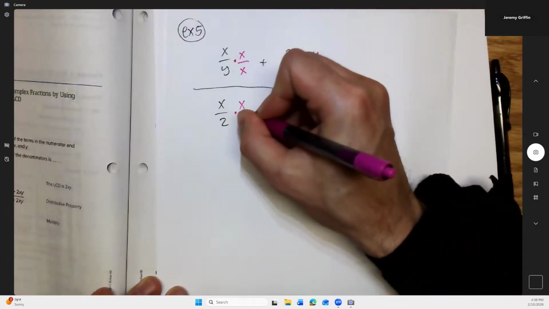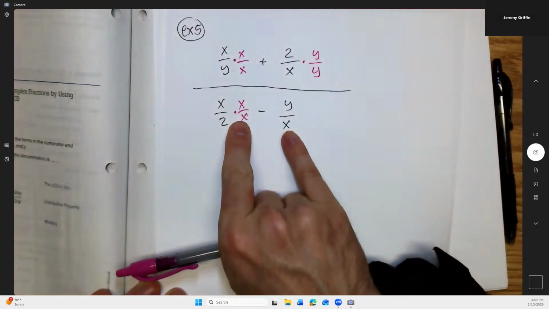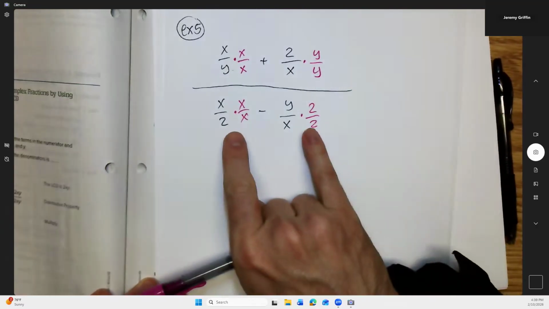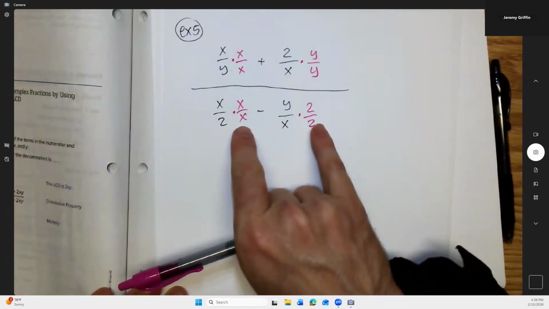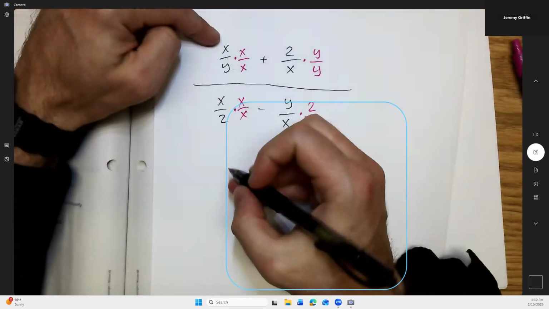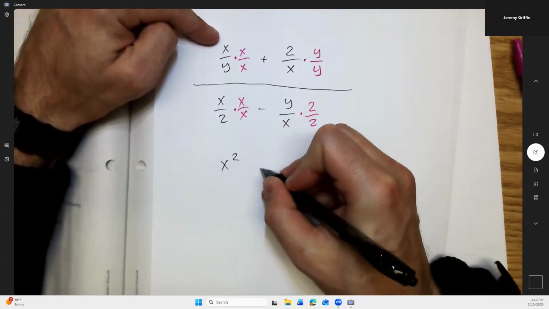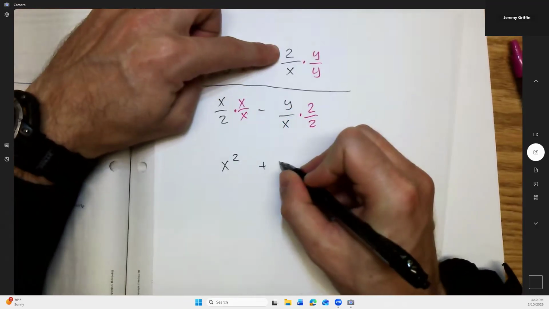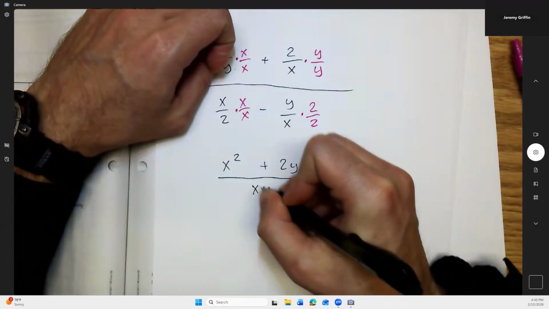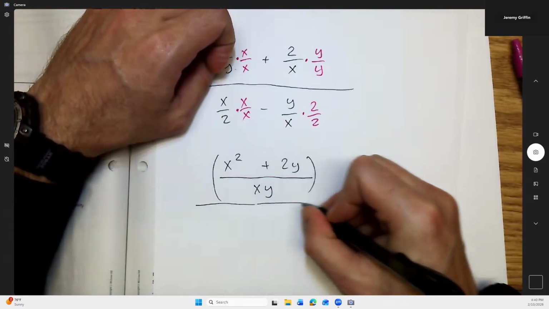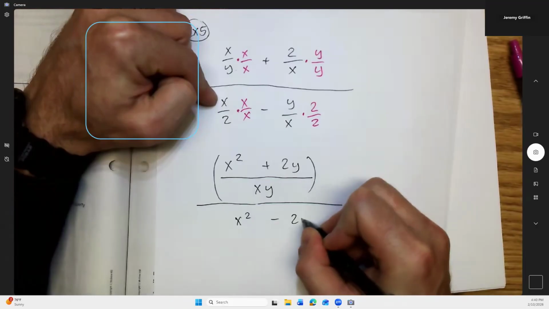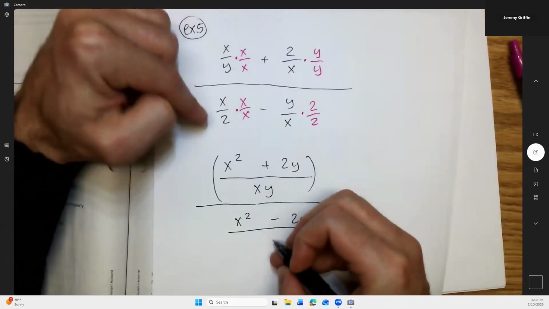This guy needs an x over x, so that this x matches this x. And this guy on the right side needs a 2 over 2. All right, and now, bing, these guys do have matching denominators. Great. So they're making some good progress. So rewrite this here. I got x squared plus 2y, all divided by xy. And this whole thing is divided by x squared minus 2y collectively divided by 2x.